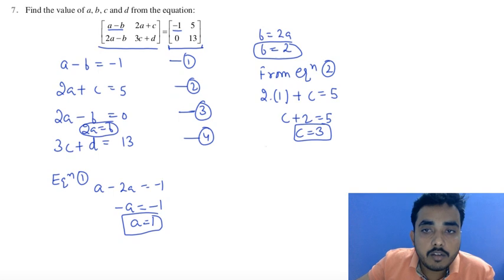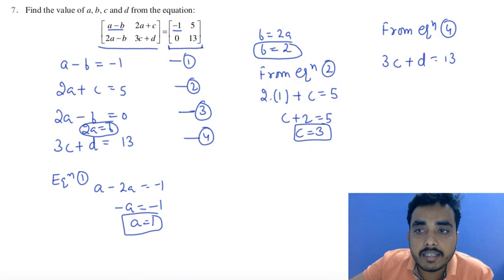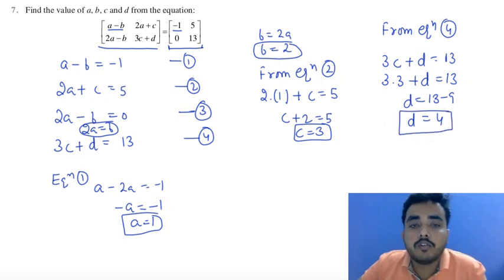Now let's use equation 4. From equation 4, 3 into c plus d should equal 13. So this is 3 into 3 plus d, which should be 13. So what is d? 13 minus 9, which equals 4. So we have the value of d as 4.